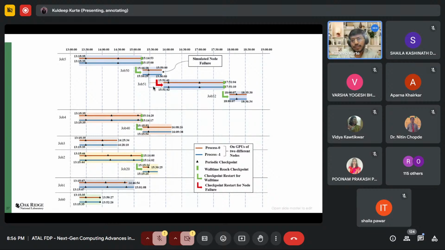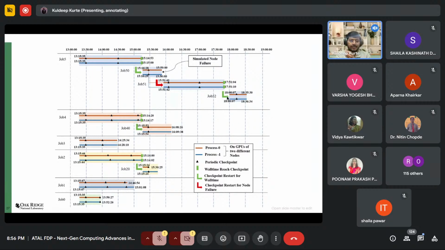output data. Then from there onwards, it ran successfully, and it again hit one more wall time termination due to the wall time limit. After that, it was resumed successfully and finished the entire job. So this was the way through which we were able to address those challenges which I mentioned.